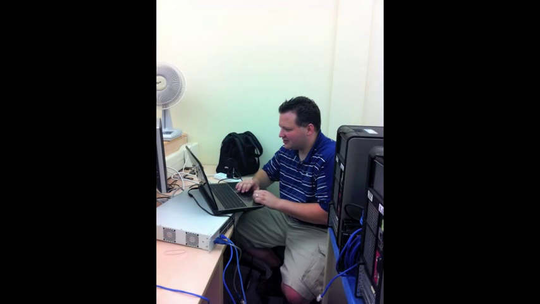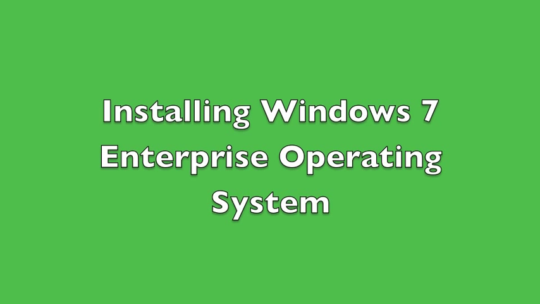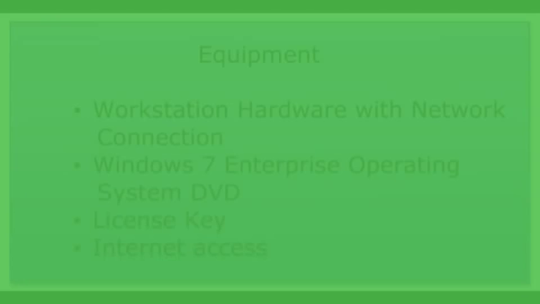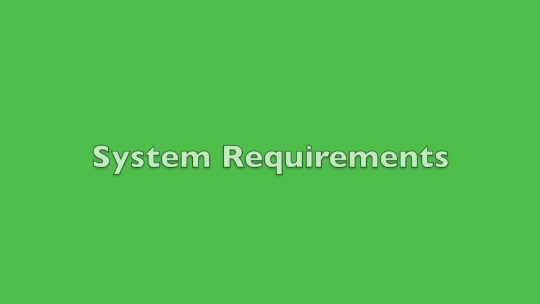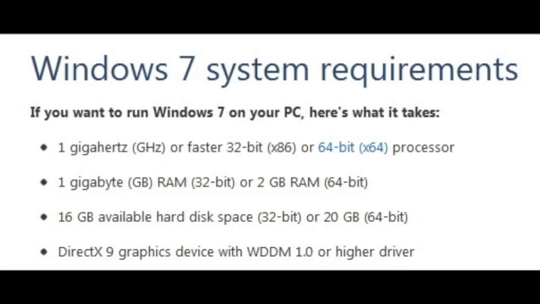And today we're going to be talking about installing Windows 7 Enterprise Operating Systems. To complete this installation, you will need the following equipment: workstation hardware with network connection, Windows 7 Enterprise Operating System DVD, a license key, and of course, internet access. Before you begin, you want to be sure that your system meets the requirements outlined by Microsoft in the following chart.